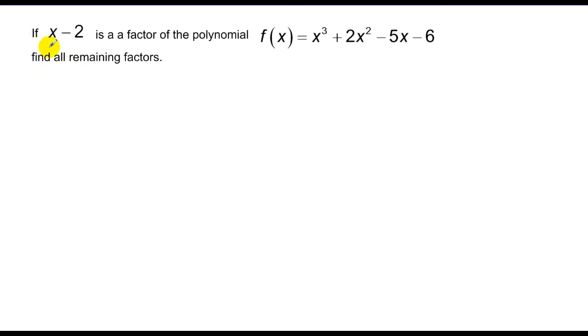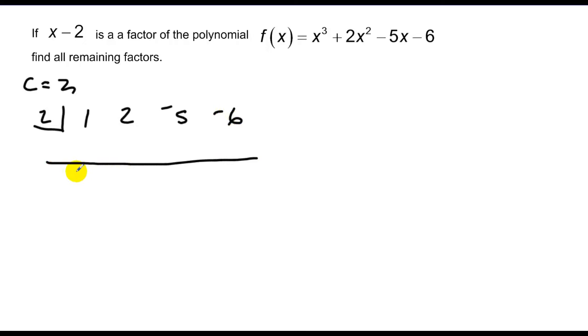So in this example, they tell us x minus 2 is a factor of the polynomial, and we want to find all the remaining factors. Well, if I have one factor and divide it in, I know that my remainder is 0, and then I can find out what's left, and then if that's factorable, find my other factors. So let's do that. I have a c value of 2. I'm going to go synthetic division and get a 1, a 2, negative 5, negative 6. Remember, we should get 0 as our remainder. So in this case, that's exactly what we get.